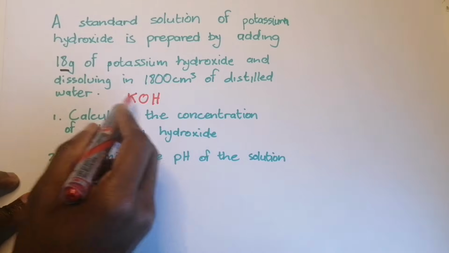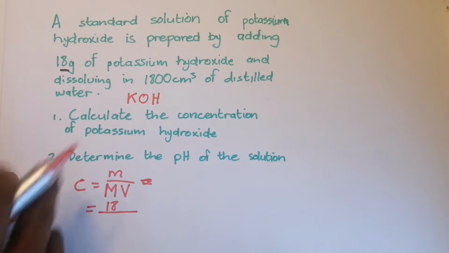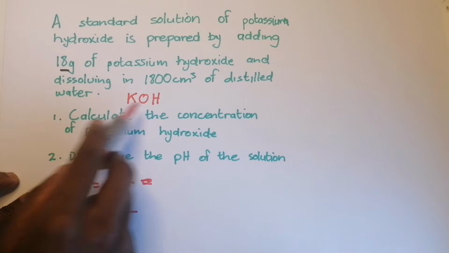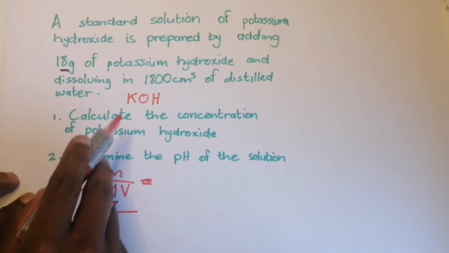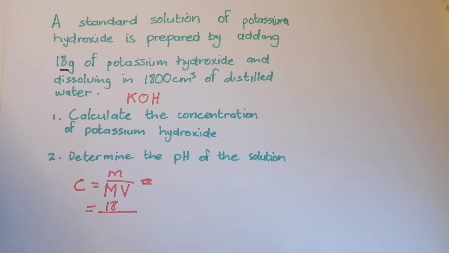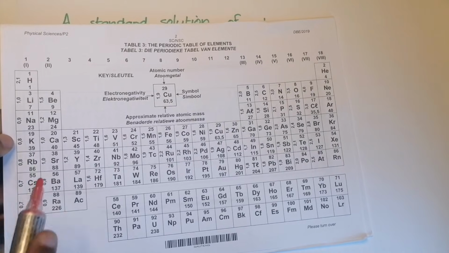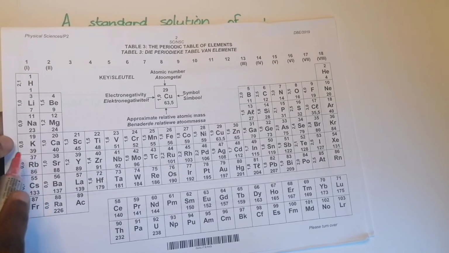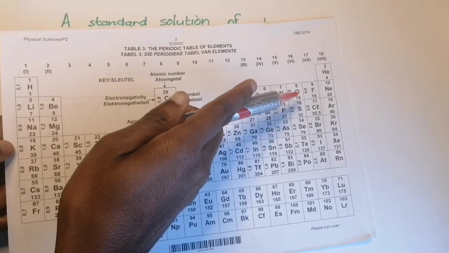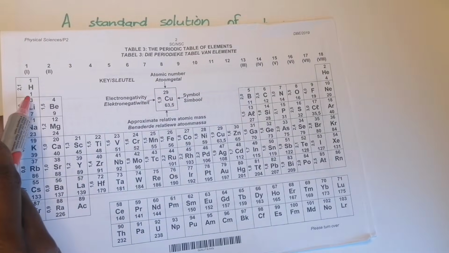All right, let's remember the names of the elements. So that's potassium hydroxide, that's our base, our compound there. KOH. I go to the periodic table and let's check. My K is 39, there it is there. And then oxygen, we know that's 16, and hydrogen is 1.